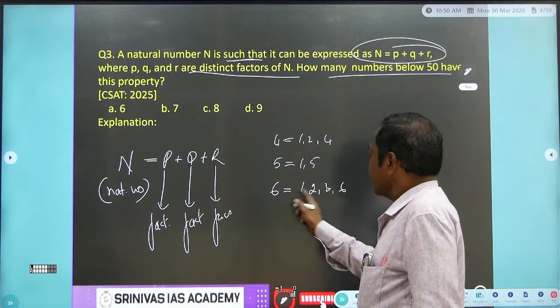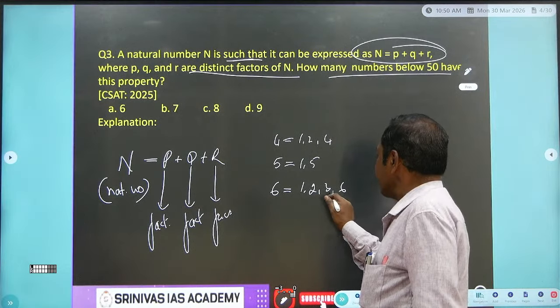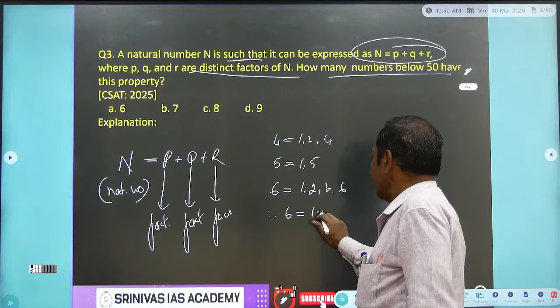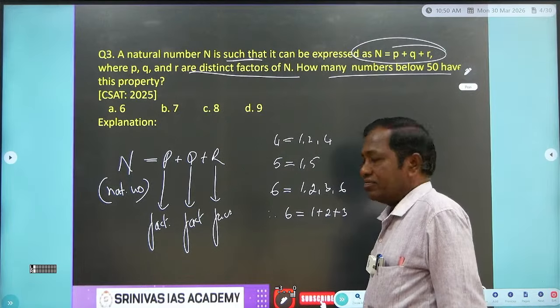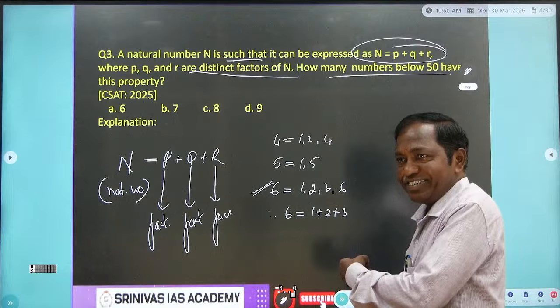See the sum of the p plus q plus r. 1 plus 2, 3, 3 plus 3. It means you can say therefore 6 is equal to 1 plus 2 plus 3. So this will qualify. This is the property. Again, it's a perfect number.